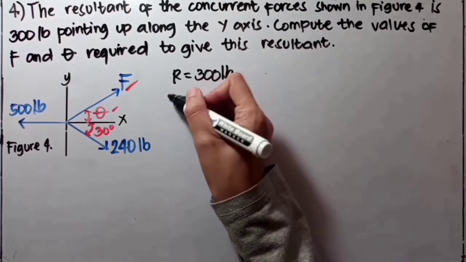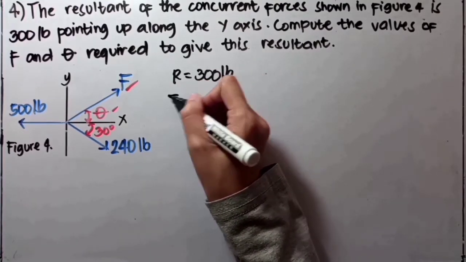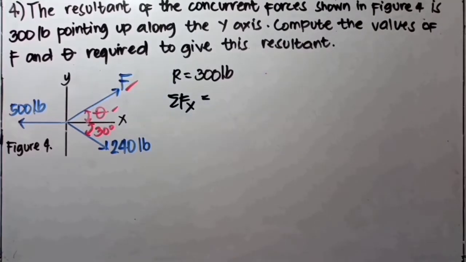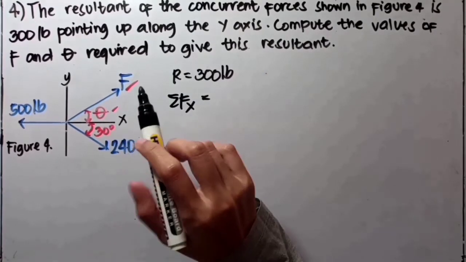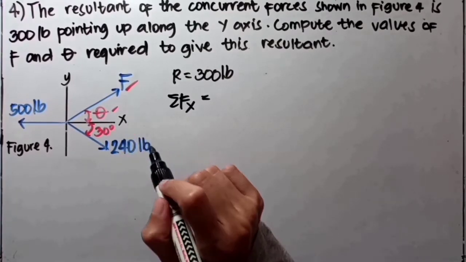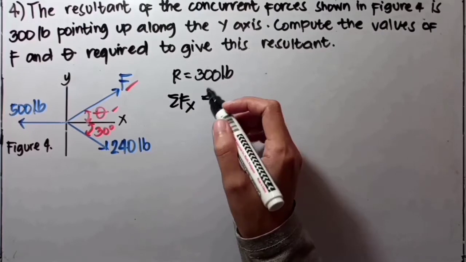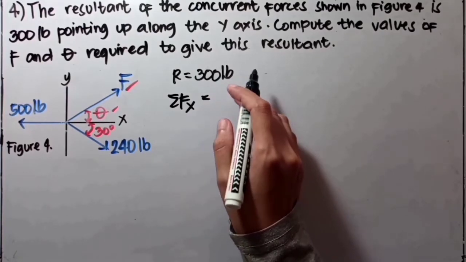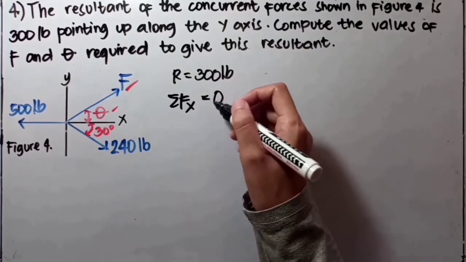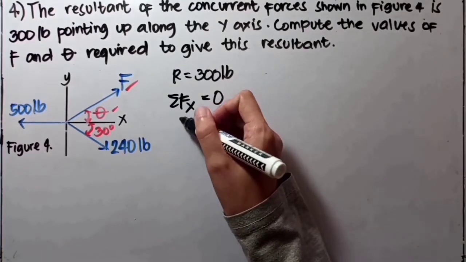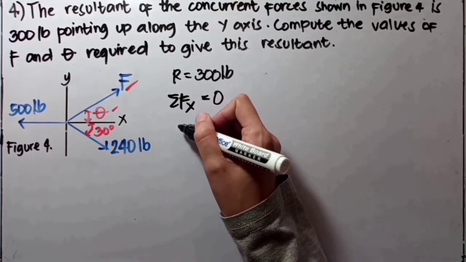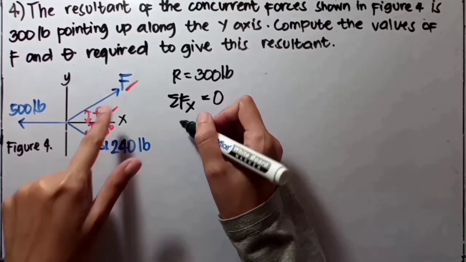Now, let's start from summation forces X. Since unknown ang isang force sa ating diagram, gagamitin natin yung isang static force sa mechanics, which is the summation forces X is equals to 0. Let summation forces X is equals to 0, para makagawa tayo ng equation. So, magsa-start muna tayo sa F.